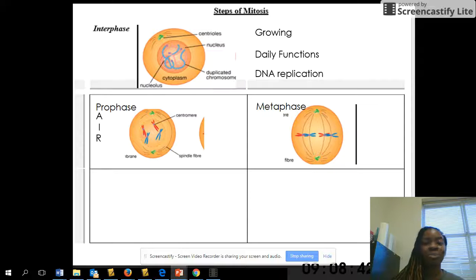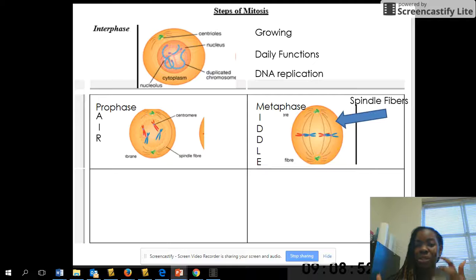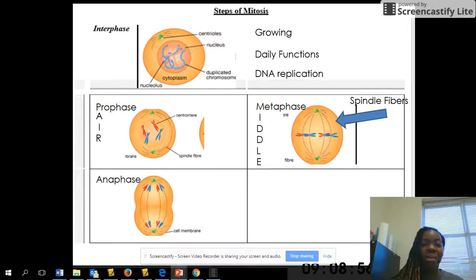After prophase, you have something called metaphase. And I always remember metaphase, the M is for middle. The chromosomes meet in the middle of the cell. You will see something here called spindle fibers, and these fibers actually help the chromosomes line up in the middle of the cell.